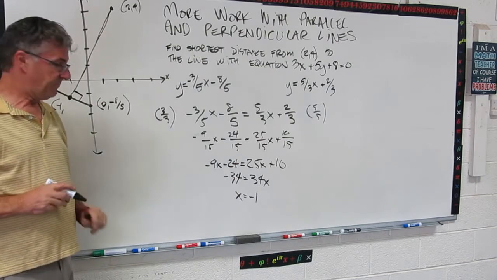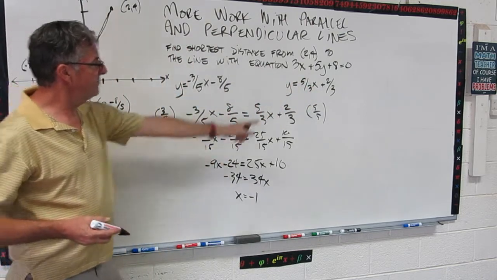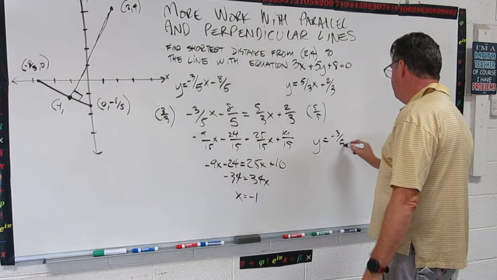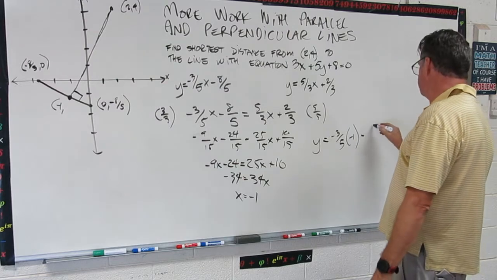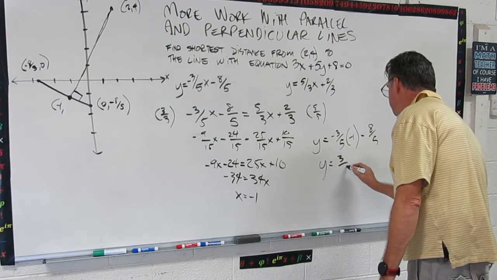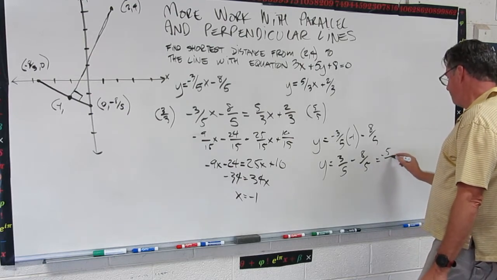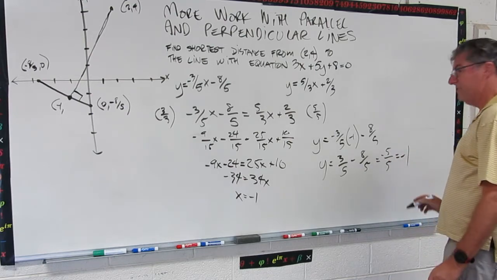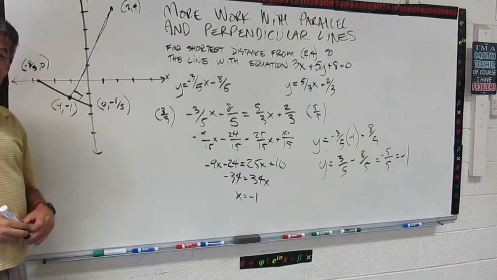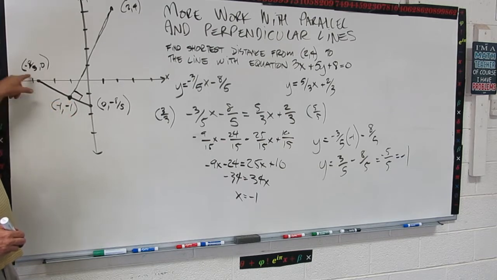How do I get the y coordinate? I take the negative 1 and plug it into either equation to get the y coordinate. So I'm going to go ahead and plug it into this one. y equals negative 3/5 times negative 1 minus 8/5. So this is going to be y equals 3/5 minus 8/5, which is negative 5/5, which is negative 1. So now we have the other point. Okay, so now we know where this line intersects that line, where the perpendicular line intersects our line segment.